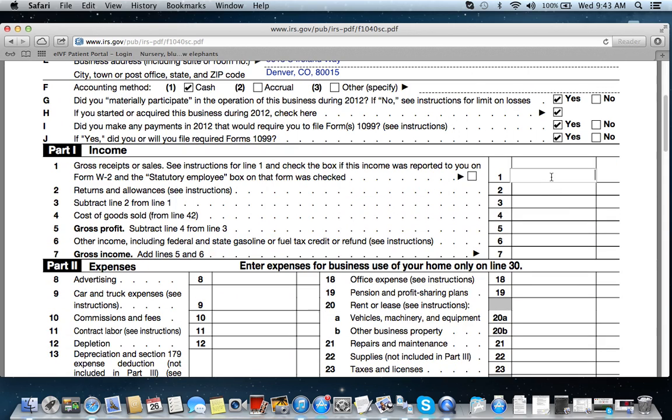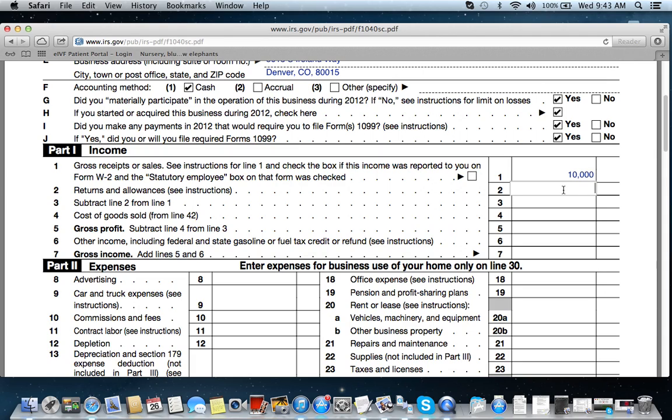Okay, part 1, income. So the first line here, they want to know what your gross receipts or sales is. And this actually gives people a lot of confusion that I do tax returns for. Your gross receipts or sales simply means the amount of money that someone paid you. It doesn't matter how much you had in expenses, how much you paid for the item that you then sold. All they want to know here is how much someone actually paid you, the exact amount they paid you. So if you sell t-shirts for $10 per t-shirt and you sold 1,000 of them, your gross receipts is $10,000. Again, it does not matter what you had to pay to get those t-shirts.